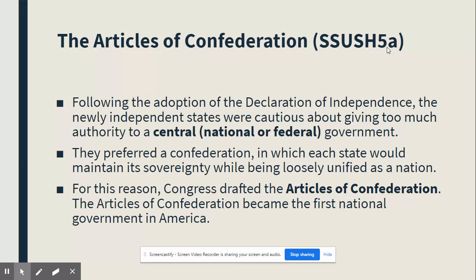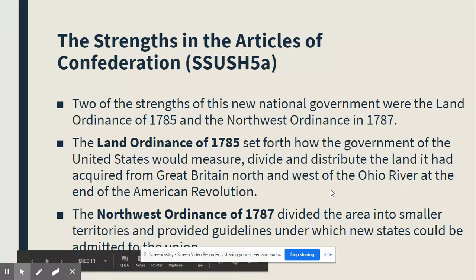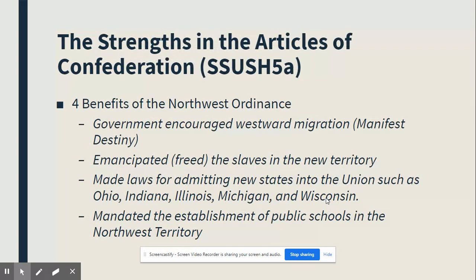Now, two benefits of the Articles of Confederation we've already talked about were the Land Ordinance of 1785 and the Northwest Ordinance of 1787. The Land Ordinance set forth how the government would measure and get land. The Northwest Ordinance talked about how it would become a state. So, the Land Ordinance gives us land. The Northwest Ordinance makes laws for how it will become a state. So, understand that.